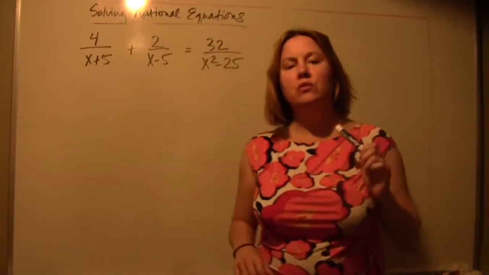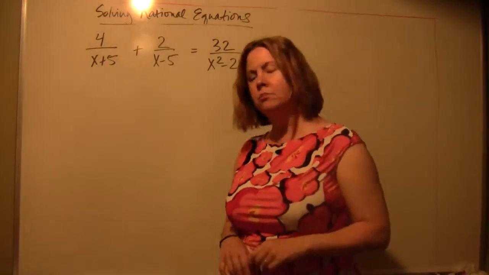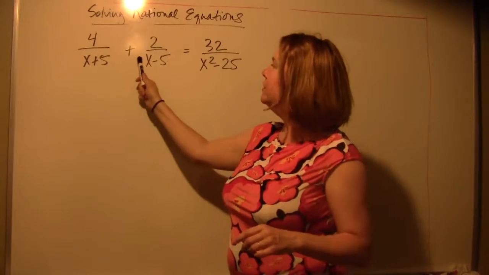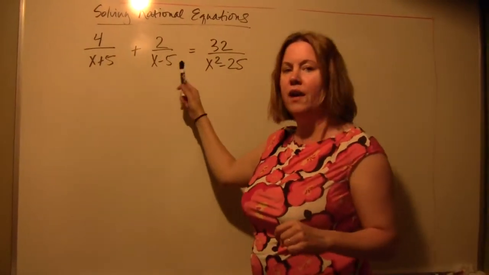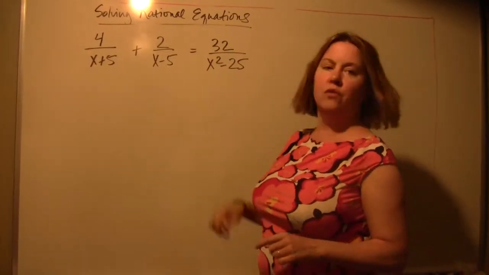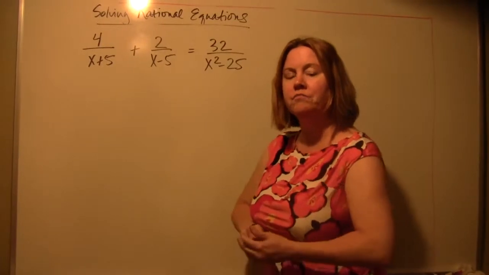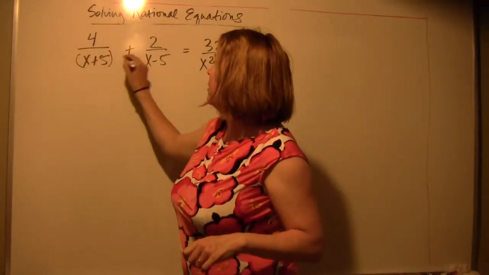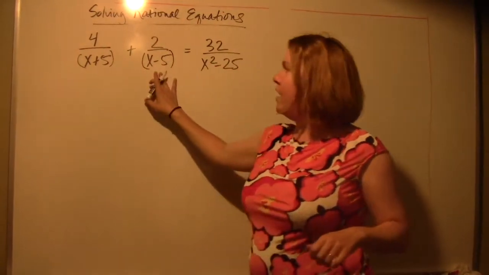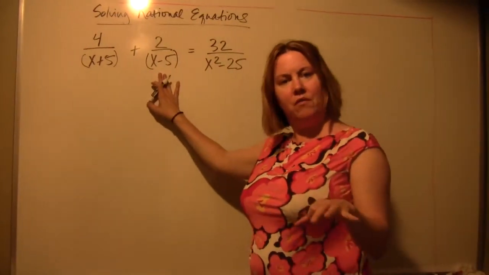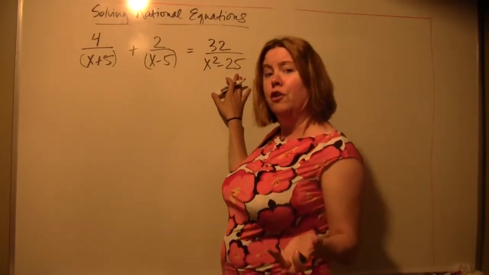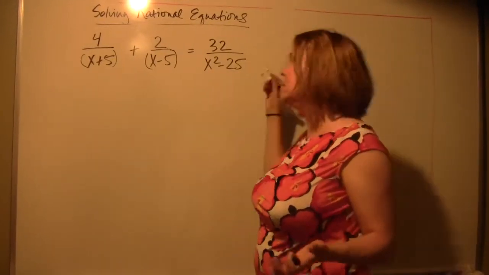Okay, so we're still solving rational equations, and we have 4 over (x plus 5) plus 2 over (x minus 5) equals 32 over (x squared minus 25). Now the first thing I'm going to do is, since I have an x plus 5 here in parentheses and an x minus 5 here, I'm going to go ahead and factor x squared minus 25. And if you notice, it's the difference of two squares.